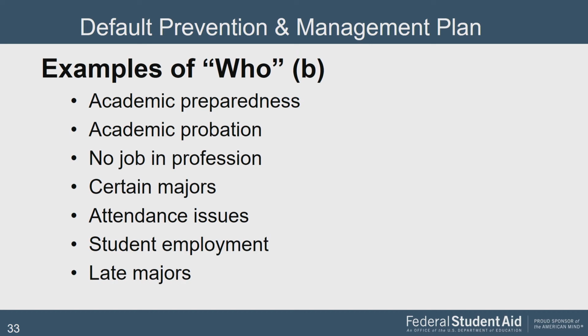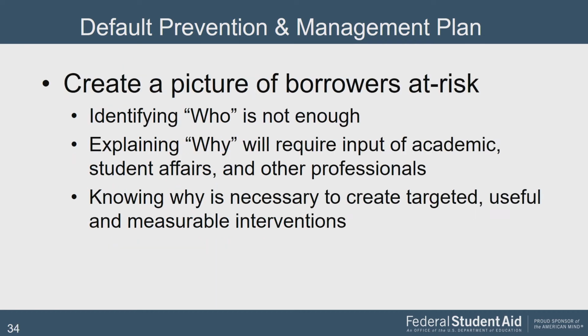Okay? Encouraging students to find a major early so they can, what, graduate on time at least? Okay, so again, create a picture of your at-risk borrowers. Identify who is not enough, but why becomes more important. And that will require input from the academic affairs and other professionals on your campus. That's the folks that are in that room in the task force.